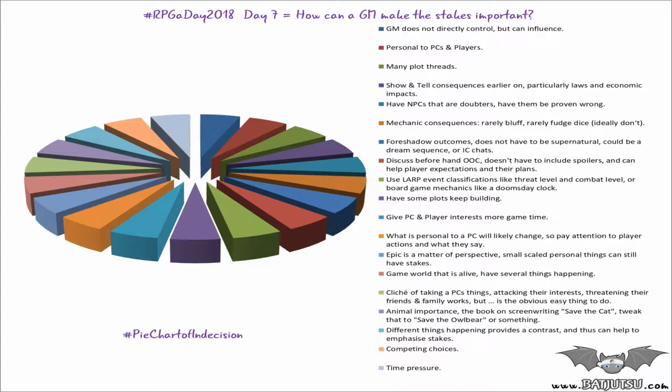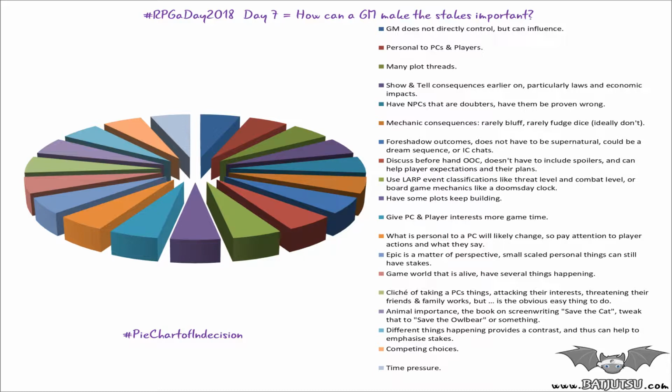Use outer character mechanics like in, say, LARP events for classifications, things like threat level and combat level. Therefore, players that want to go to an event, since the nature of LARP is quite physical, players that aren't up for a combat heavy event don't go to one. It saves them wasting their money and possibly spending a weekend in agony or just sitting on the bench. Similarly, you could use board game mechanics like a doomsday clock.